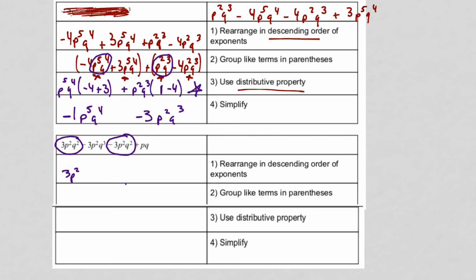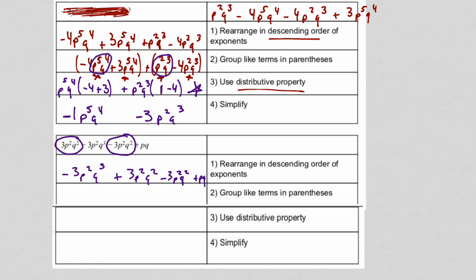You're going to kill me. So I'm going to start there. Or if you did that already, just add that next. It's not that big a deal. Minus 3p squared q to the 3rd. And then plus 3p squared q squared minus 3p squared q squared plus pq.